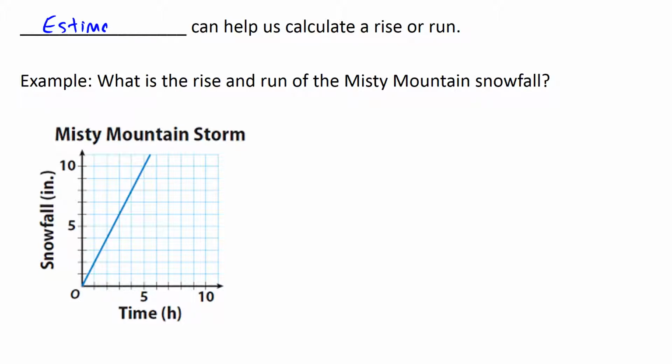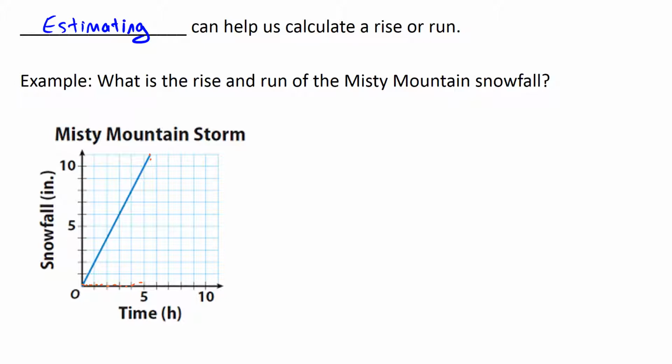Estimating can help us calculate a rise or a run. And that's because sometimes our lines aren't going to land on perfect grid lines. So, for example, let's calculate the rise and run of the Misty Mountain snowfall. What I usually like to do is break down the rise and run first so that I can visualize it.